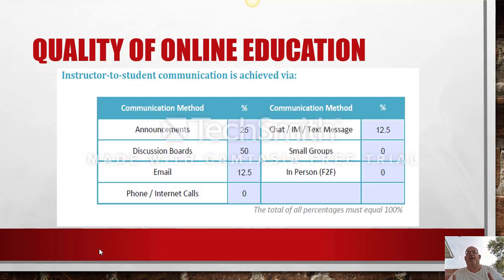We have to show communication. So how are we actually going to talk? I don't have to do this for face-to-face. It's kind of assumed that I would, but trust me, we've all had that professor in college that we had almost no communication from whatsoever. But here, I actually have to show it.